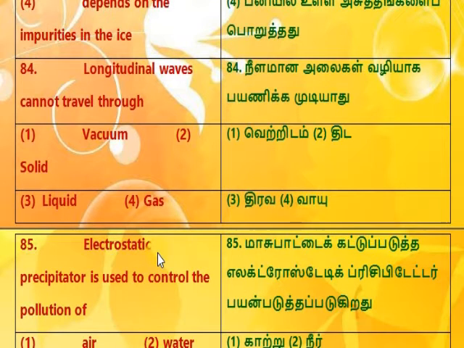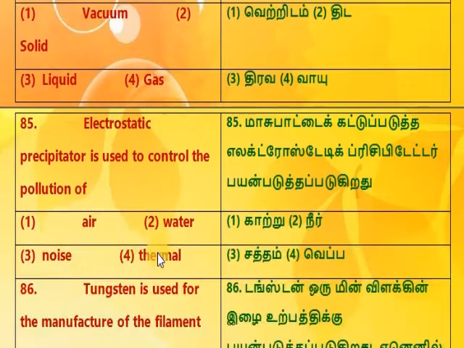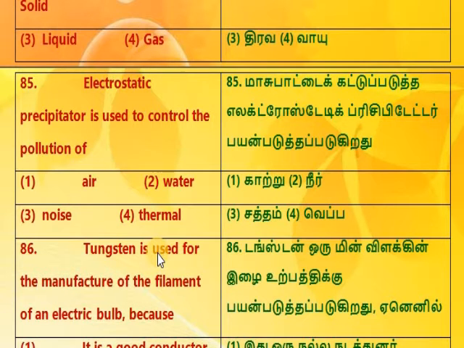84. Longitudinal waves cannot travel through 1. Vacuum, 2. Solid, 3. Liquid, 4. Gas. 85. Electrostatic precipitator is used to control the pollution of 1. Air, 2.